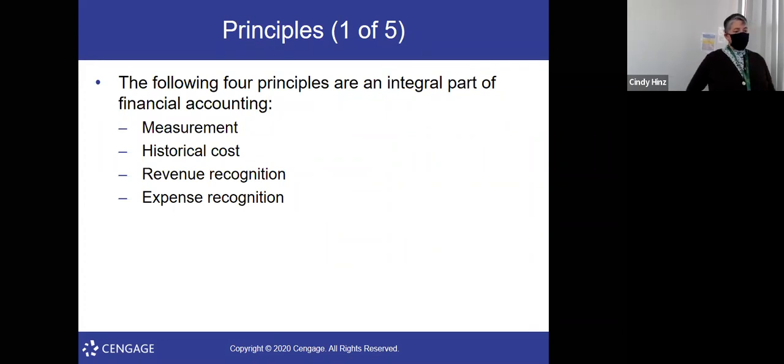You can see 4 principles there on the screen, and as soon as I talk about these, we need to get to our exercises. So if you have not already, while I'm talking, please go into See Now and open the chapter 1 exercises if you have access to those. So measurement, historical cost, and revenue and expense recognition. Revenue and expense recognition will really be the focus of chapter 3.